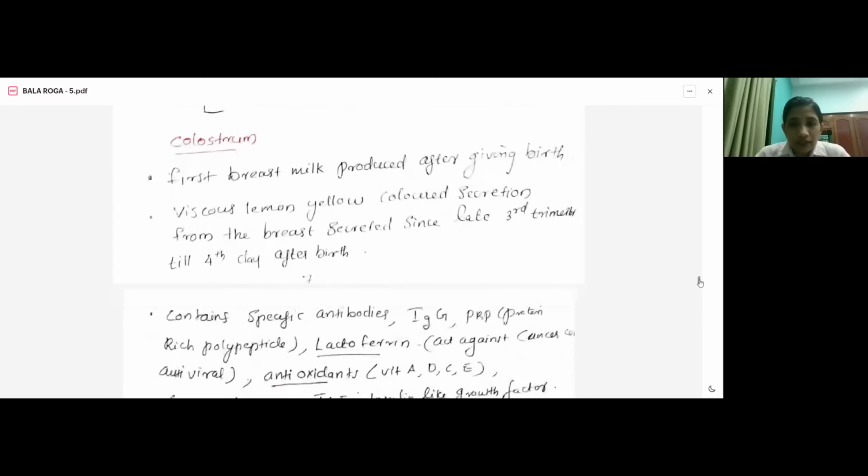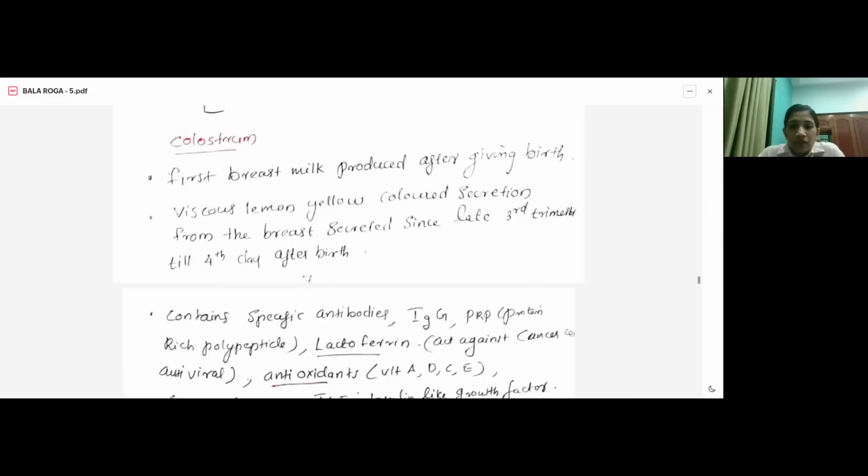Moving to another important point, that is colostrum. What is colostrum? The first breast milk that is produced after giving birth is known as colostrum. We have studied this, and its color is lemon yellow. It is secreted from the breast from the late third trimester till the fourth day after birth.